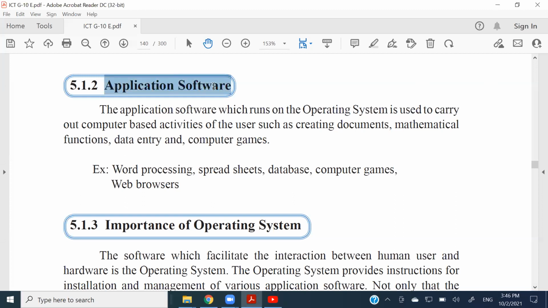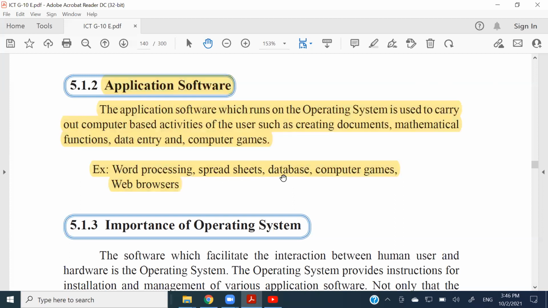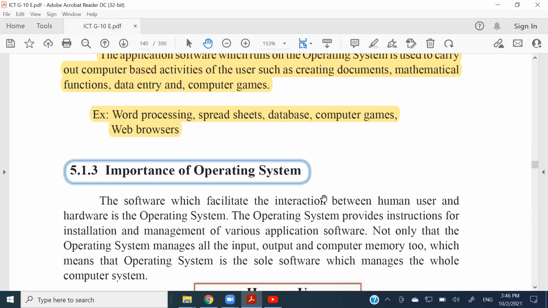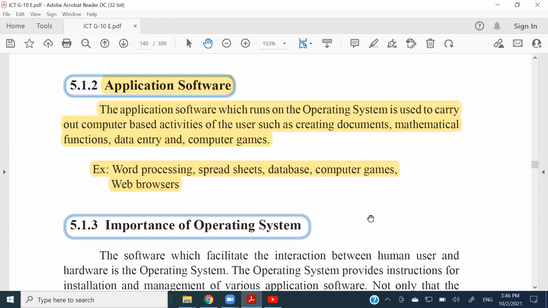So put the heading application software, then yeah, copy this down. It's a small two sentences. Then we are going to talk about the importance of the operating system. So quickly copy this down, people.